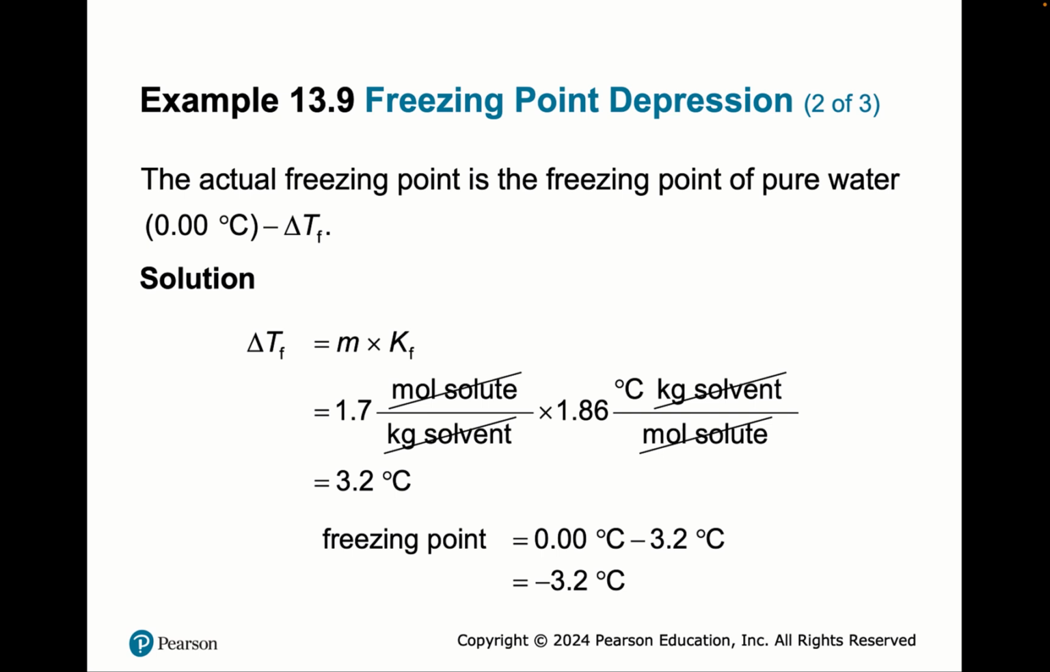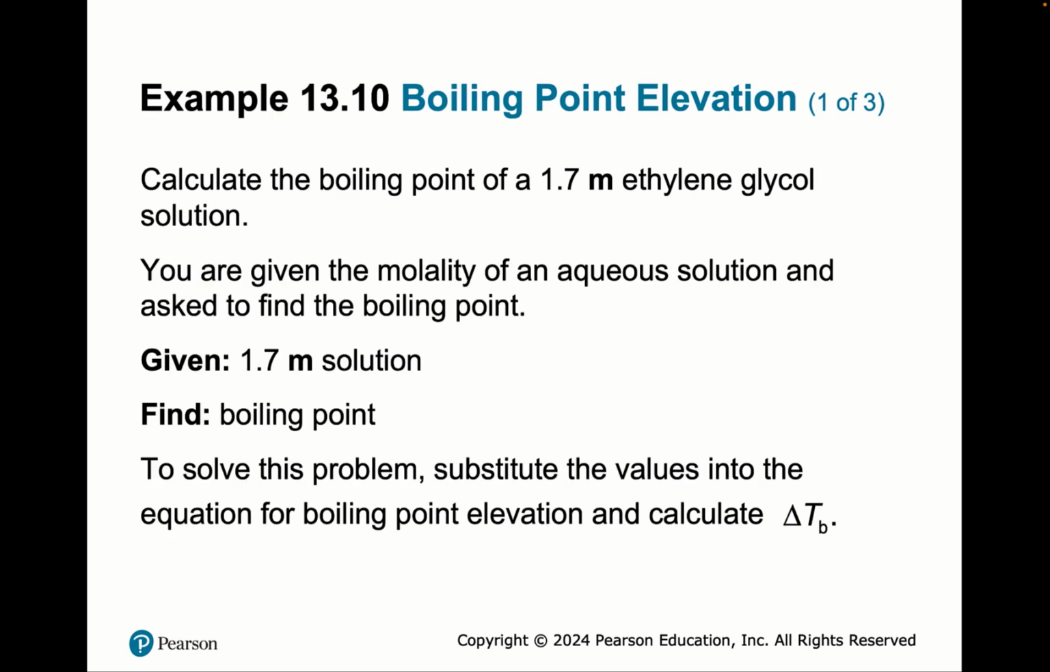And now this next step is usually where students mess up. Don't forget to subtract the freezing point depression from the original freezing point. And for water, it's at 0 degrees, so it makes it easier. So don't forget to do that. And so subtract it, and then the freezing point is negative 3.2 degrees Celsius. So keep that in mind. Don't forget to subtract at the end. You've done all the hard stuff. Don't mess up on the easy part. Don't forget to subtract the freezing point depression.